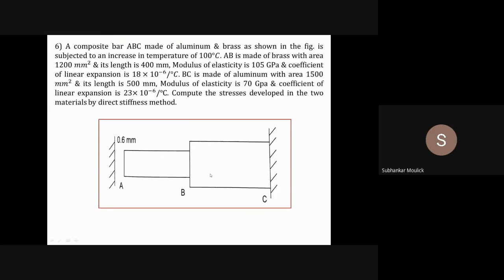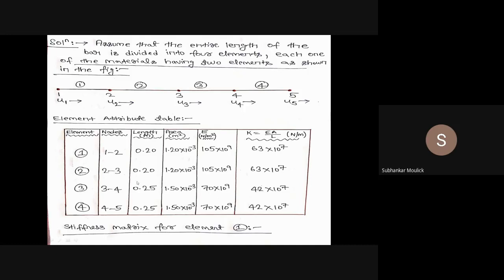Similarly, if you see the problem, the overall length of the element BC is 500 mm, and we are dividing the bar BC into two finite elements. So each individual element will have a length of 500 by 2, that is 250 mm or 0.25 meter. So for element number 3, the length is 0.25 meter, and for element number 4, the length is 0.25 meter.